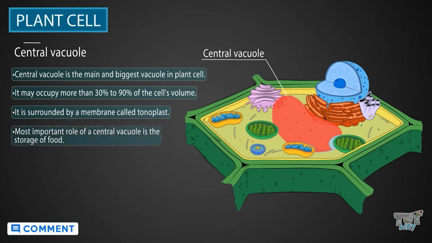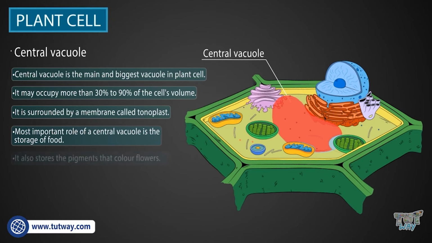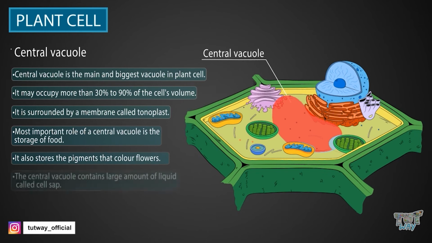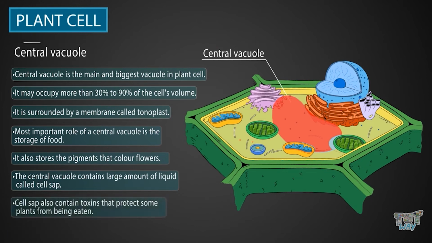The most important role of the central vacuole is the storage of food. It also stores the pigments that color flowers. The central vacuole contains large amounts of a liquid called cell sap. Cell sap may also contain toxins that protect some plants from being eaten.